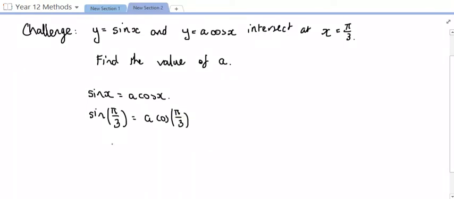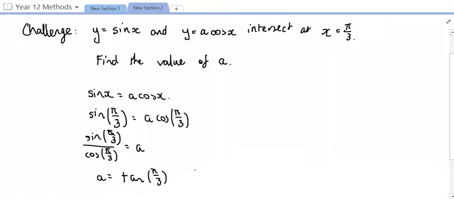A couple of different ways that you could do this. You could combine the sine and cos together to make it into a tan function, which is actually what I'm going to do. So I'm going to divide both sides by cos. So sine of pi on 3 over cos of pi on 3 is equal to a. So that means a equals tan of pi on 3. And because we know the exact values, we know that tan of pi on 3 is just the square root of 3, so we can say that a is equal to the square root of 3. And that would be your answer.